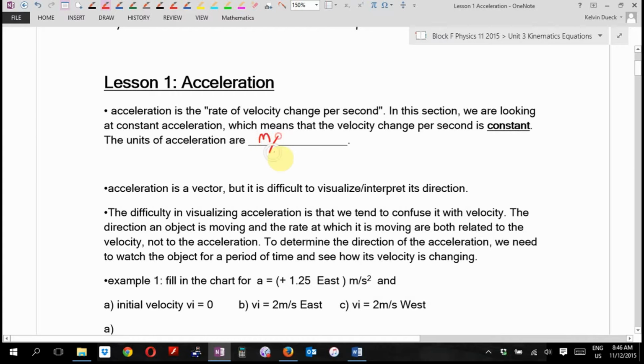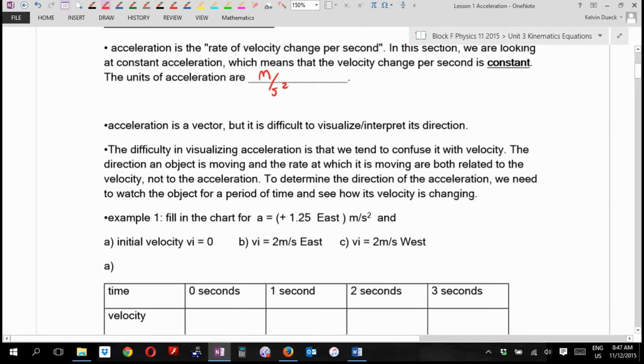These are the most common acceleration units. These are my preferred acceleration units. I will introduce one other one to you because of cars, but we'll get to that.